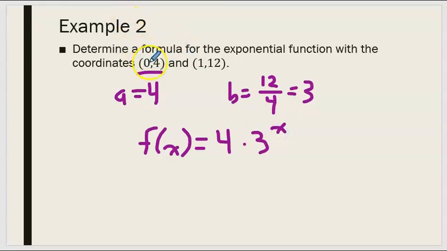So the initial value is when x equals 0. The b value is what did they use to multiply to go from x equals 0 to x equals 1. So what did they multiply the y coordinates by?